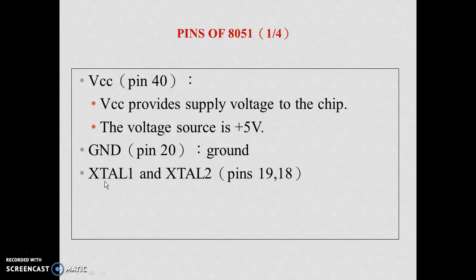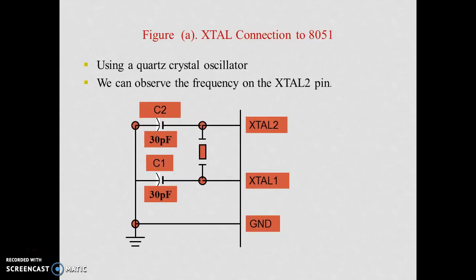So these are the pin names of pin numbers 18 and 19. Now how is the crystal connected? Normally a 12 megahertz crystal is connected at these two pins with respect to ground. So it starts oscillating with this 12 megahertz frequency. So we require an external crystal at these two pins.